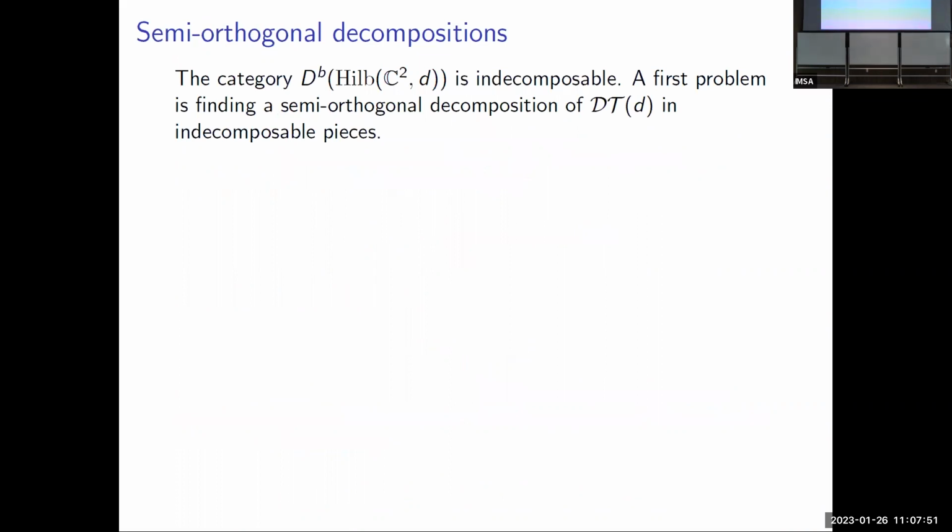So we would like to study this DT category. So let's go back to the Hilbert scheme of d points on C^2. That category is indecomposable because Hilb^d(C^2) is Calabi-Yau. Maybe a natural first question is whether this DT category is also indecomposable. If it's not indecomposable, then find the semi-orthogonal decomposition into indecomposable pieces.